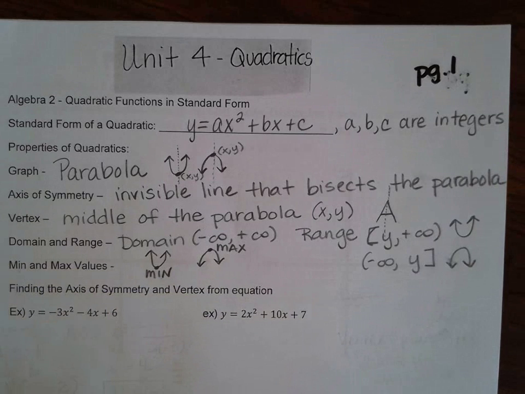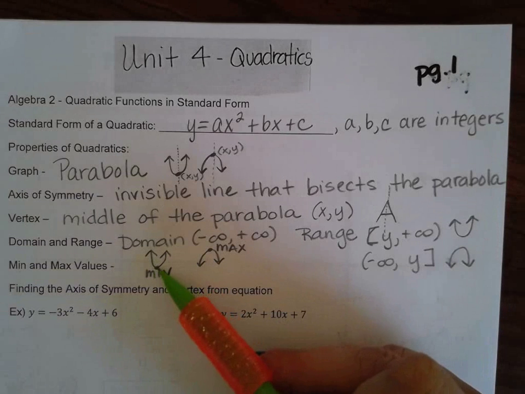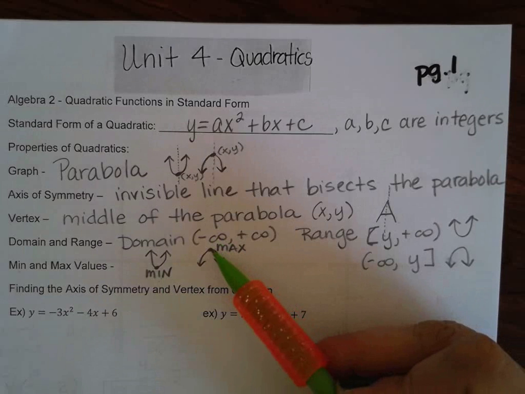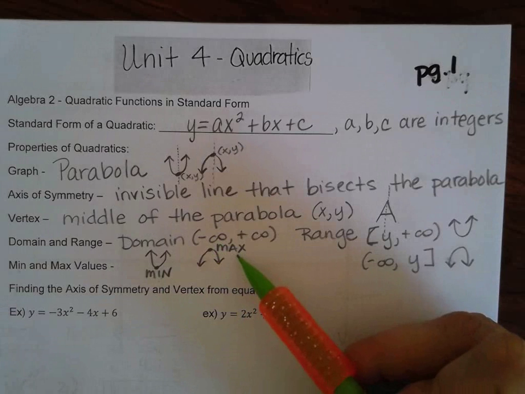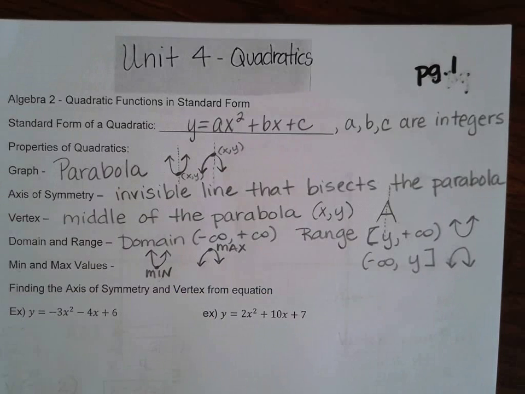Your vertex has a special name based on where it is on the parabola. So if your vertex is down at the bottom of a parabola, like down at the low point, it's going to be called a minimum, or a min for short. If your vertex is up at the top of your parabola, then it's going to be called a maximum, or a max. So these words for min and max are just special names for the vertex, depending on where it is on the parabola.